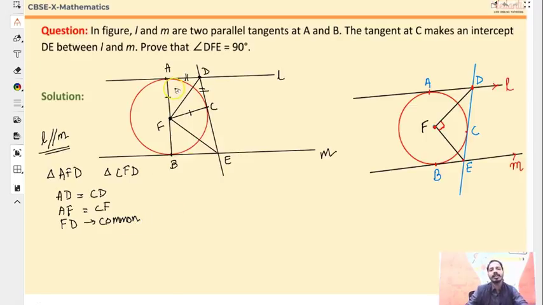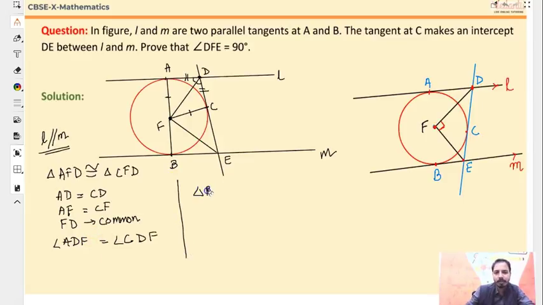So from side congruency, we can say that these two triangles are congruent. If these two triangles are congruent, then we can say that angle ADF is equal to angle CDF. So that means this angle is equal to this. Yeah guys, simple. Okay, what else can we do?